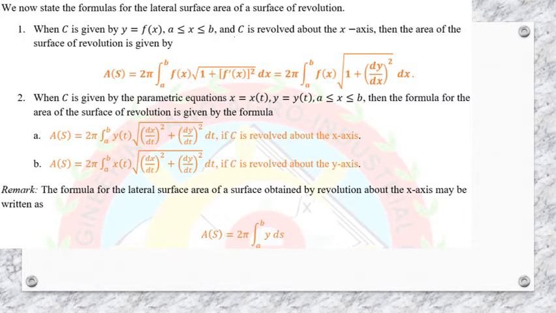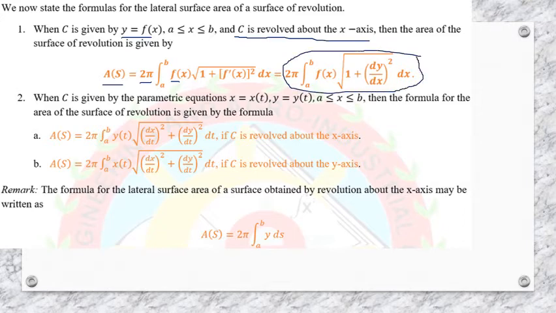Kung ang arc C natin class is revolved about the x-axis, then the area of the surface of revolution is given by A of S equals 2 pi. Okay, constant na yung 2 pi ha, times the integral of f of x, yung function natin na given, times the square root of 1 plus f prime of x quantity squared. Ito yung length ng arc natin, dx, evaluated from a to b, or this is just equal to this form.